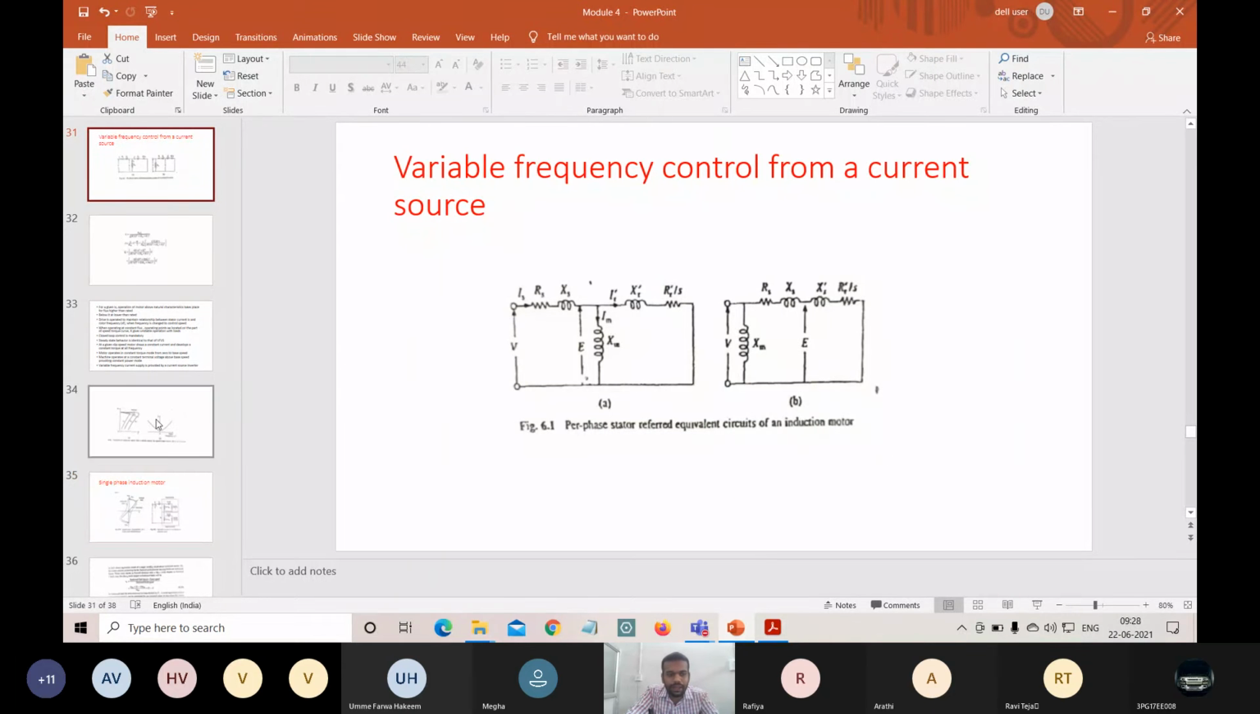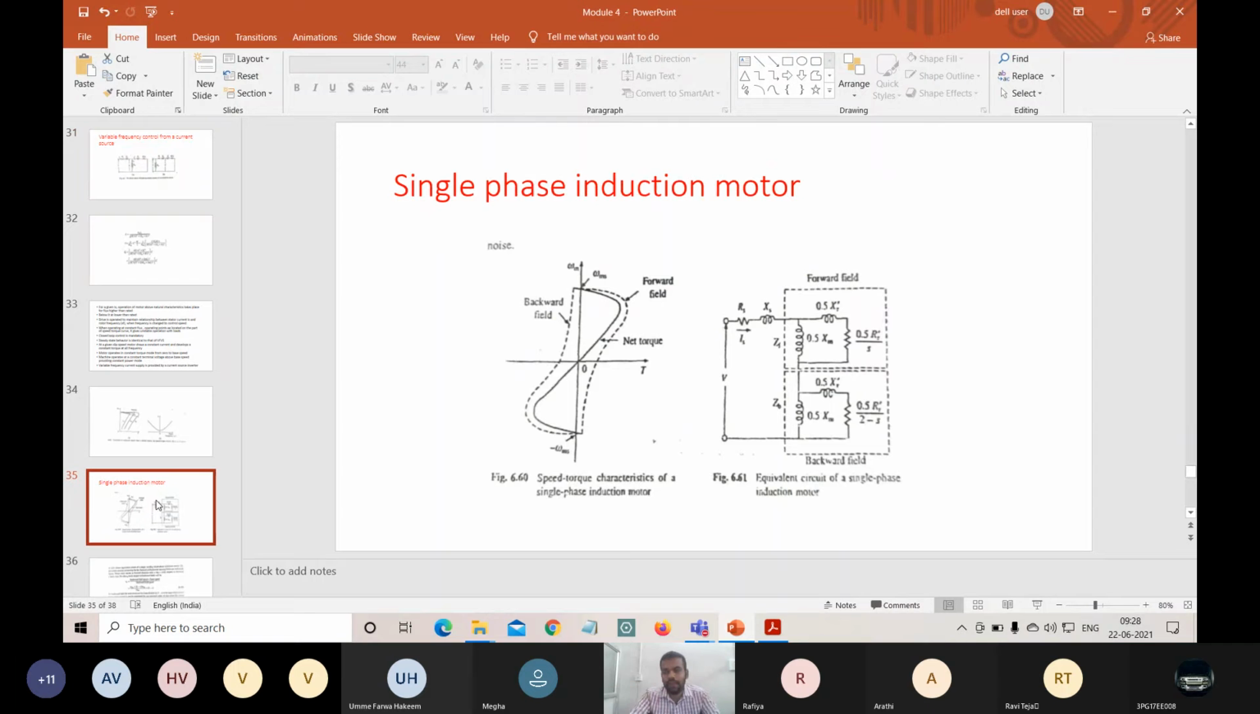XM, what they have done is split it into parts. They have made it into two parts. The first part is for the forward field and the second part is for the backward field. If the motor is operating at a forward field, then at that time this circuit will be operating. So same thing, XR was there, XS is also there, XR dash is also there, XM is also there. The only difference is they have made one XM into half XM.